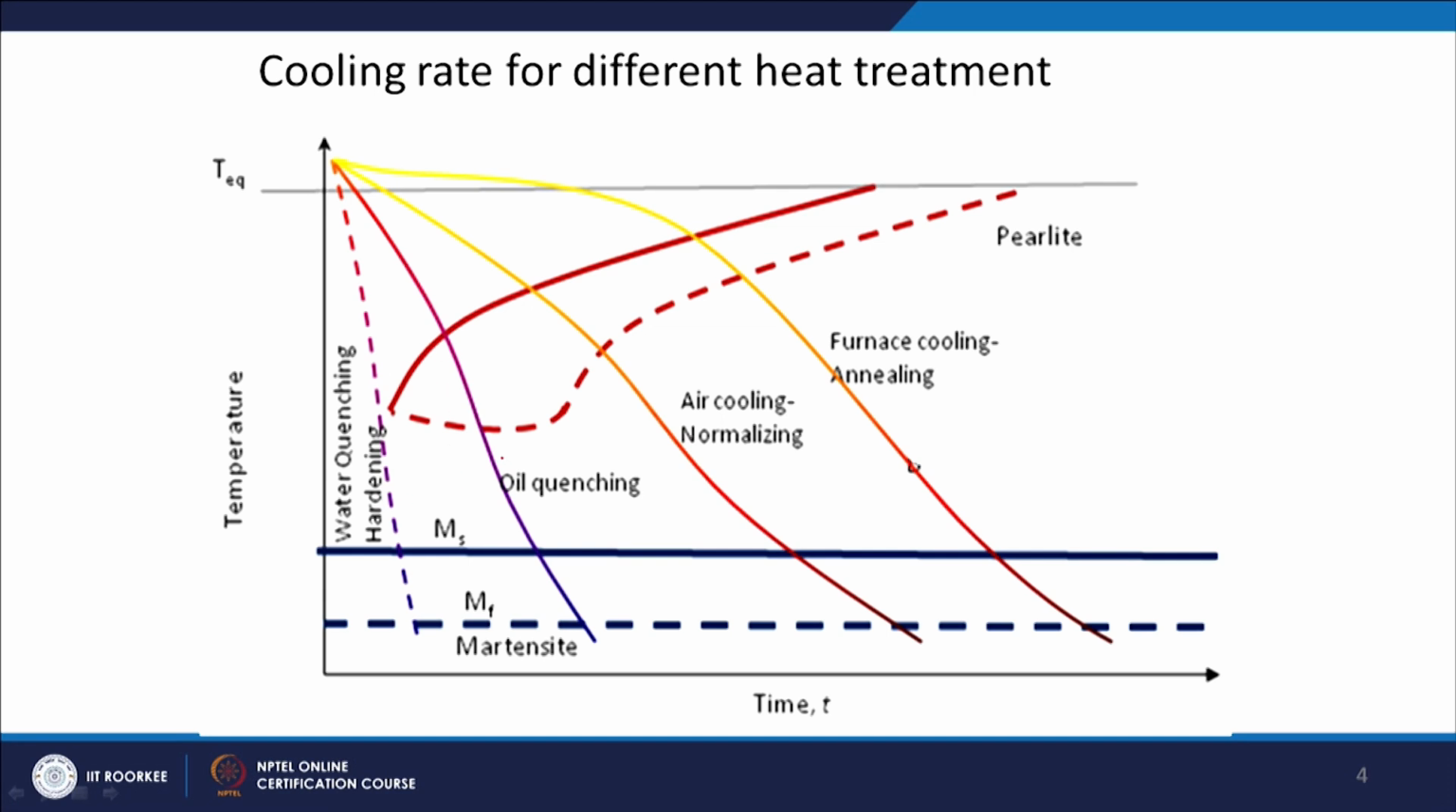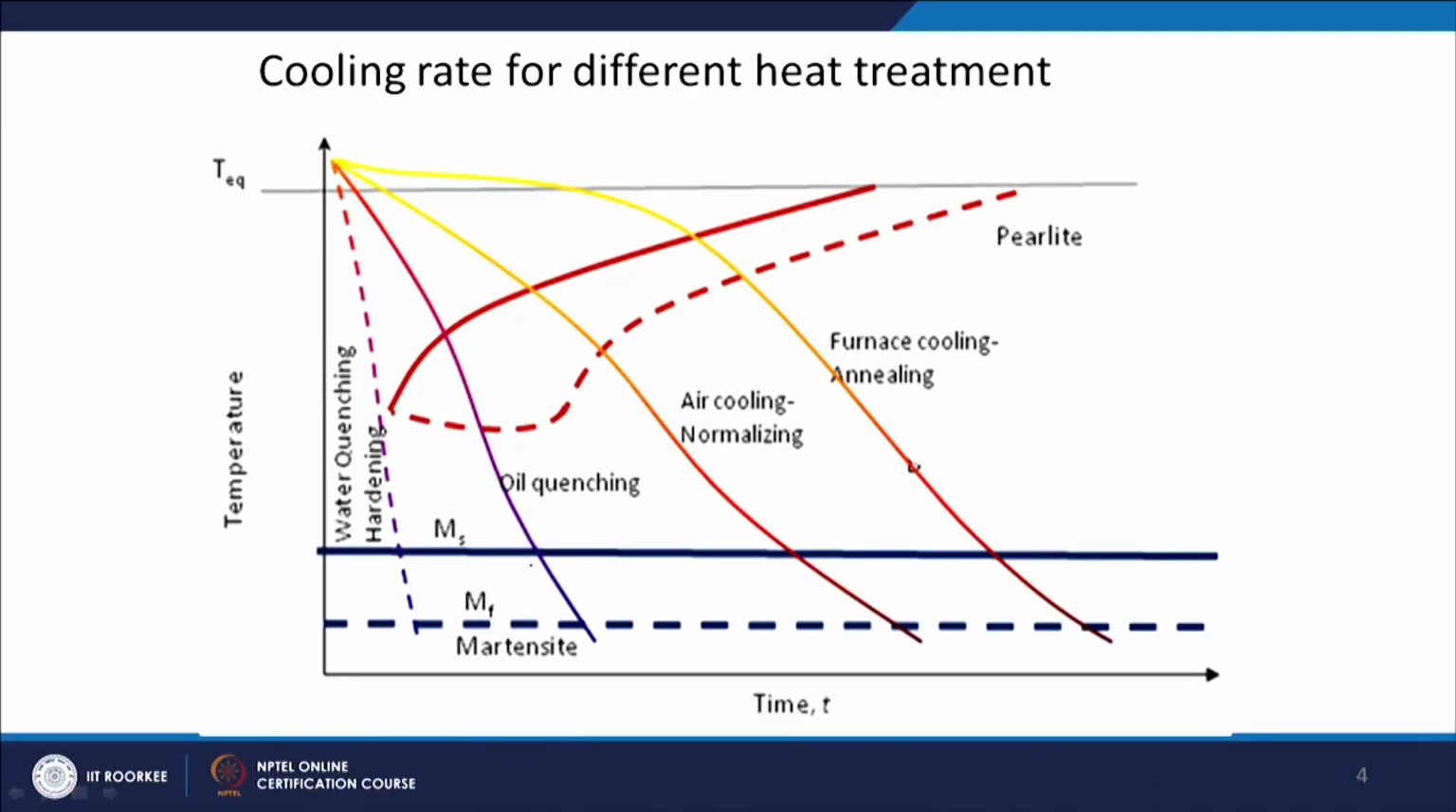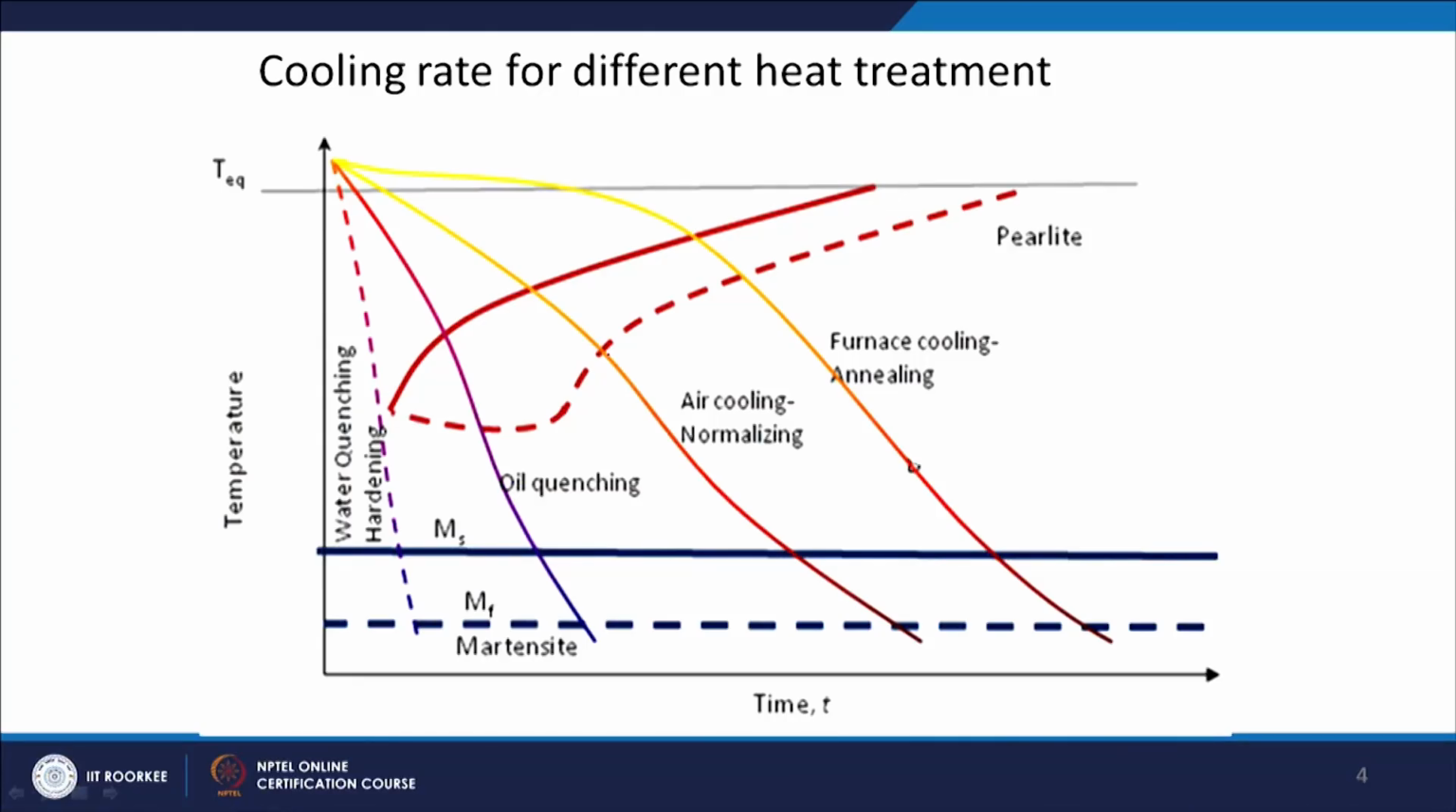For example, if you take oil quenching here, my cooling curve has crossed the pearlite start temperature, but it has not crossed the pearlite end temperature or end curve. So the transformation is not completed here, and now it is crossing the Ms temperature. So what will happen in this case is that some austenite will transform into pearlite, and the remaining austenite will transform into martensite. So it will not be a complete transformation into one phase; some portion will be martensitically transformed, some portion will be transformed into pearlite. For air cooling and furnace cooling, you can see that it has crossed the start temperature and end temperature, so in this case the transformation is complete, whereas in the oil quenching case it is not.